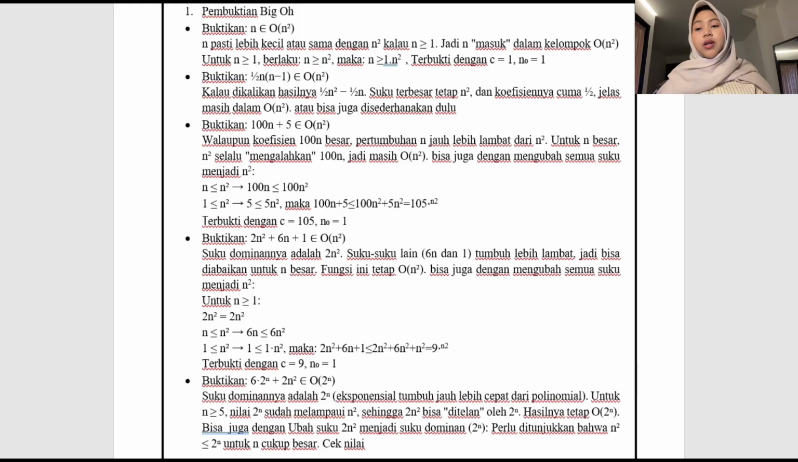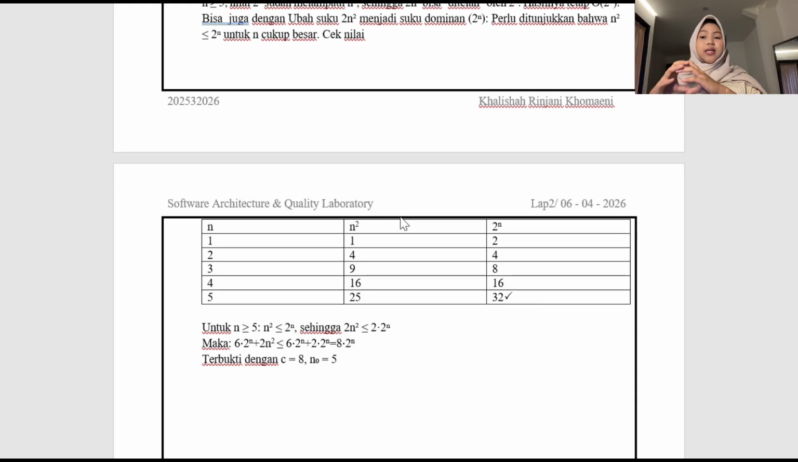To conclude, every big O proof follows the same strategy. Identify the dominant term, convert all smaller terms into that form, and sum the coefficients to get your constant.